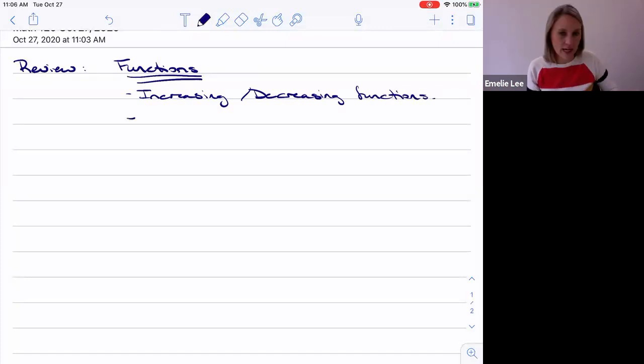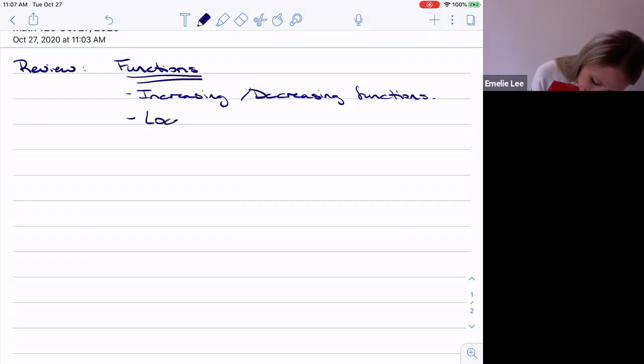We use that, the increasing and decreasing, to define the local maximums and minimums, right? So if a function goes from increasing and then at some point it switches to be a decreasing function, well, that point is a maximum, as opposed to if you've got a decreasing function and then at some point it switches to be an increasing function, then you've got a local minimum. So we talked about local maximums and minimums.